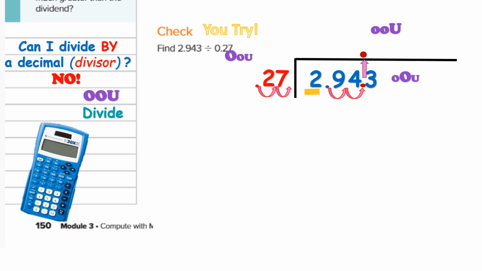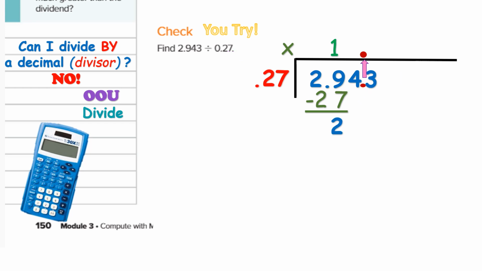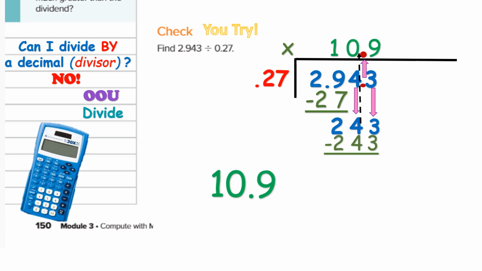You asked yourself, will 27 go into 2? No, but it will go into 29 one time because 1 times 27 is 27. I get a remainder of 2. So I bring down my 4. And then hopefully you said, well, 27 won't go into 24. However, I brought something down, so I have to put something up. So 27 will go into 24 0 times. Then you brought down your 3. And you typed into your handy dandy calculator 243 divided by 27, and you get 9. So hopefully you got 10.9 as your answer.